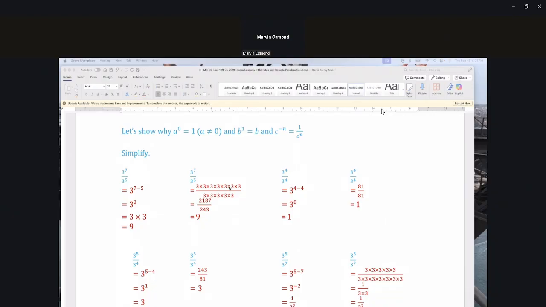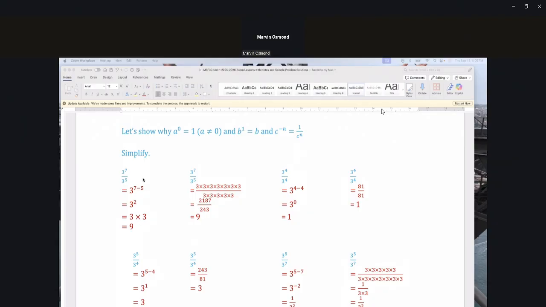Okay, so the first one is I'm going to simplify 3 to the power 7 divided by 3 to the power 5. Now the exponent law says when we divide two powers with the same base, we subtract the exponents. The exponents are 7 and 5. So we end up with 3 to the power 7 minus 5, which is 3 squared. And 3 squared means 3 times 3, which is 9.